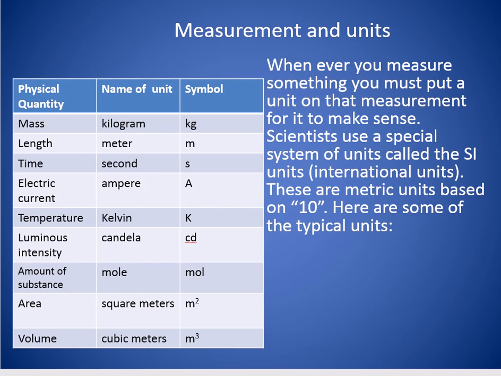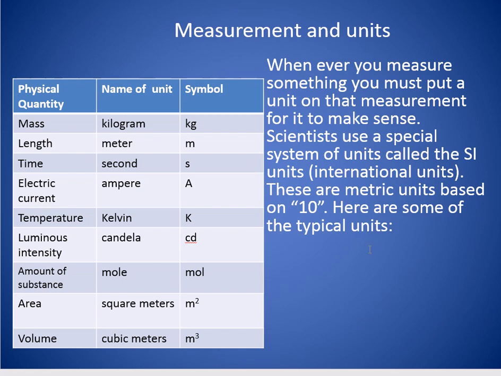Scientists use a system of units called the SI system or International System, and it's also called the metric system. It's based on the unit 10, so it's very easy to use, whereas the US system has all kinds of different conversions, like 4 cups equals a quart, 12 inches equals a foot, that kind of thing. But the metric system is much easier because everything is in units of 10.